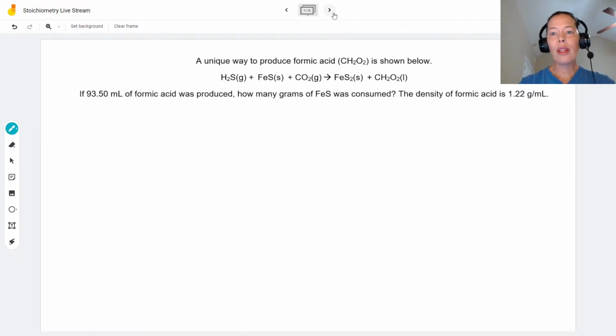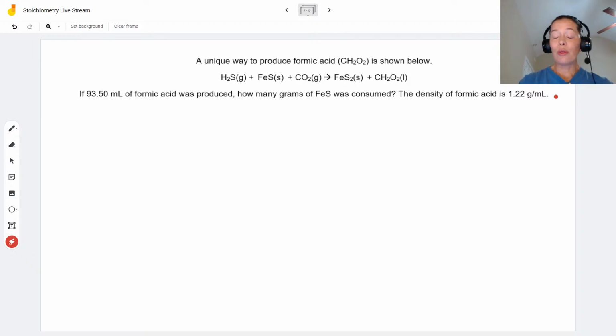Okay, so this one reads, a unique way to produce formic acid is shown below. If 93.5 milliliters of formic acid was produced, how many grams of iron sulfide was consumed? The density of formic acid is 1.22 grams per milliliter. Okay, so the problem gave us a huge hint here. It gave us density, so we know we're going to have to throw that density in somewhere.